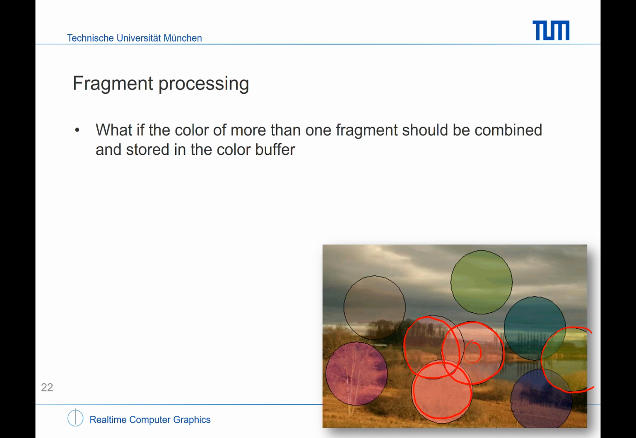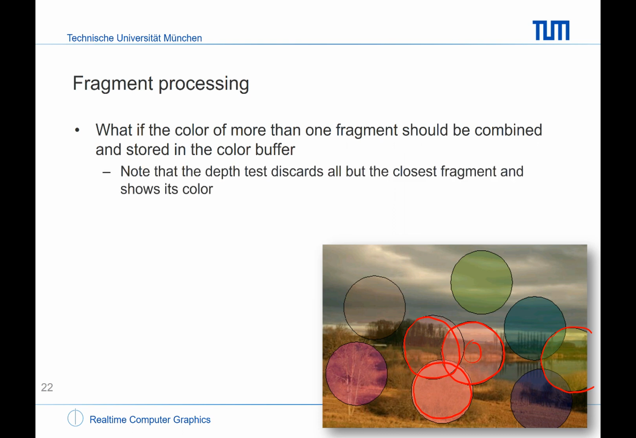And we now have to talk about how this can be realized, because so far we learned that in case we have opaque objects, only the color of the one closest to the near plane is kept. Everything behind is discarded. We don't see it. But now we have semi-transparent objects, so we want to have this kind of shine-through. Note that the depth test discards all but the closest fragment and shows its color.